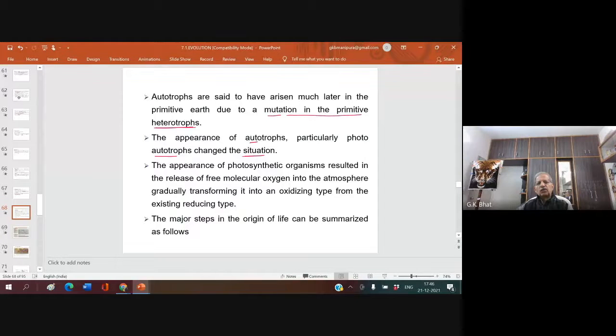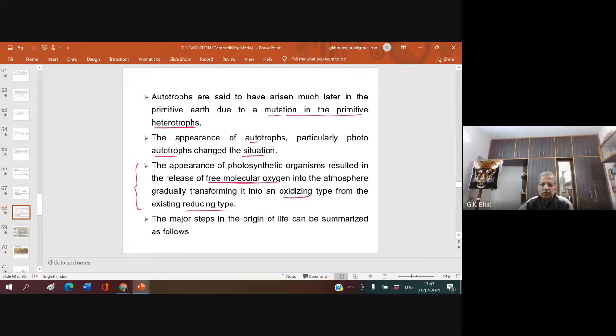The appearance of photosynthetic organisms resulted in the release of free molecular oxygen, which was not there prior to that, into the atmosphere, gradually transforming it from a reducing type into an oxidizing type. The point you have to remember is that the primitive Earth had a reducing atmosphere. Only after cyanobacteria evolved and the chlorophyll pigment started developing, when they started showing phototrophs, did the reducing atmosphere get transformed into an oxidizing atmosphere.